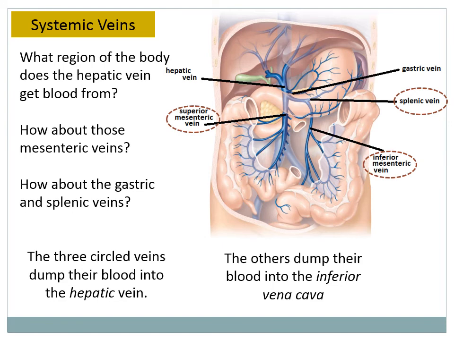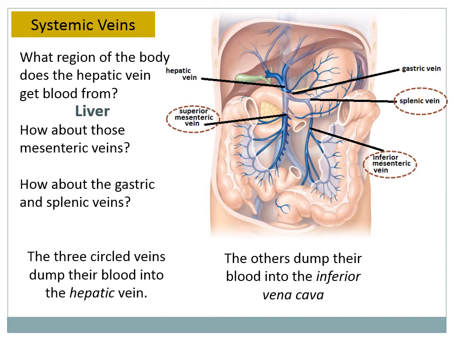Now we're going to be hanging out in the midsection of the body here. So what region of the body does our hepatic vein get blood from? Yep, hepatic means liver, so we're going to be getting blood from the liver with a hepatic vein.